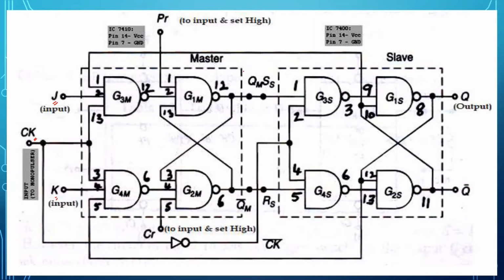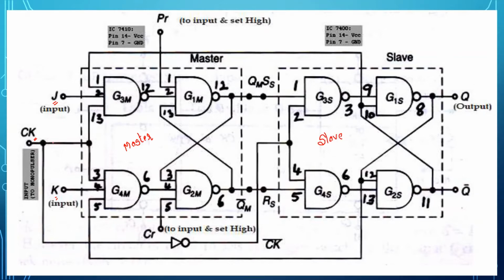You can see two dotted blocks here. So this block is your master block. This is your master flip-flop and this is your slave flip-flop.